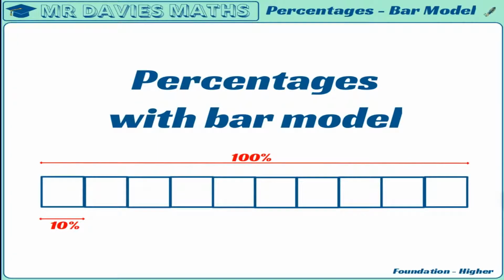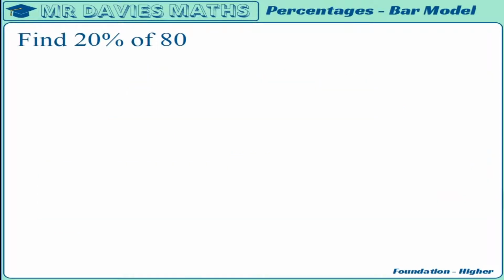In this video, we're going to be looking at percentages, and for this one, I'm going to be using the bar model to help you understand. Here we go. So find 20% of 80.